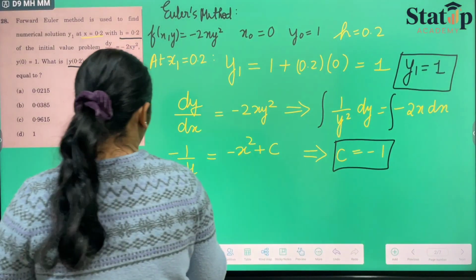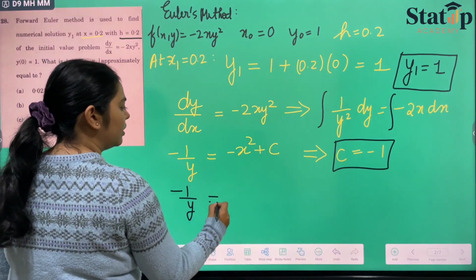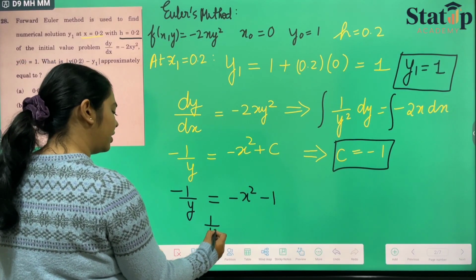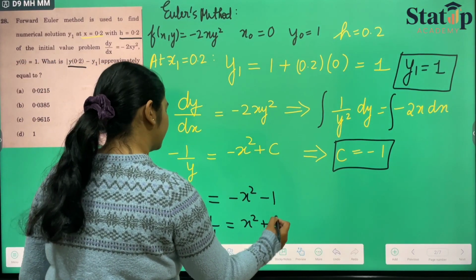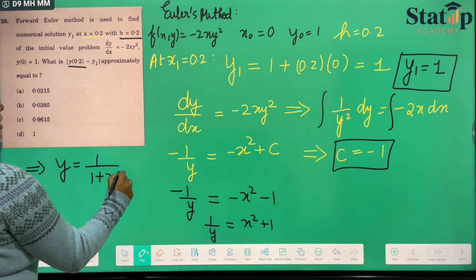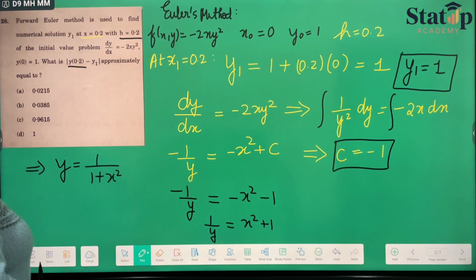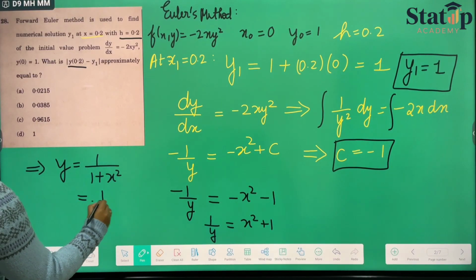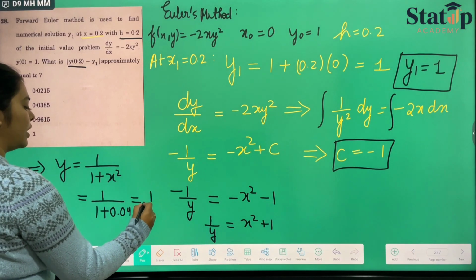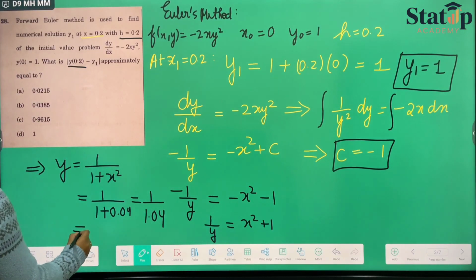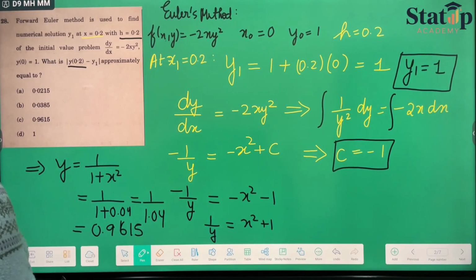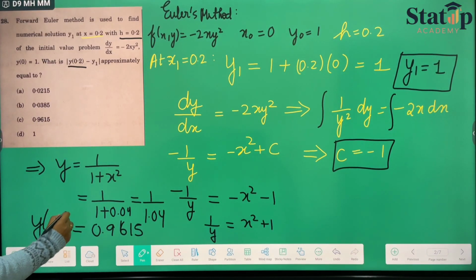Now if we put the constant here, it will be minus 1/y equals minus x² minus 1. Taking minus common on both sides, we'll be left with 1/y equals x² plus 1. And therefore, y will be equal to 1/(1 plus x²). Now they have asked us to calculate y at 0.2 when x is 0.2. If x is 0.2, we'll be doing 1 plus 0.2 whole square, which is 0.04, which is 1/1.04. And if we solve this, it is 0.9615. This is our value for y(0.2).